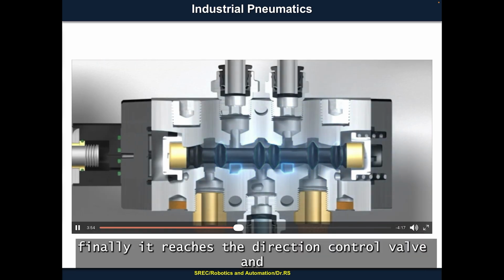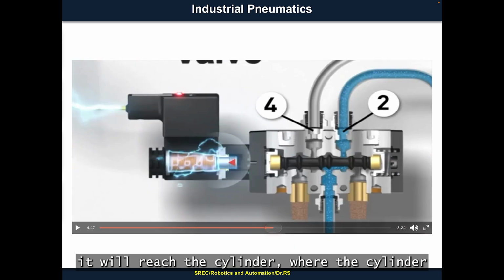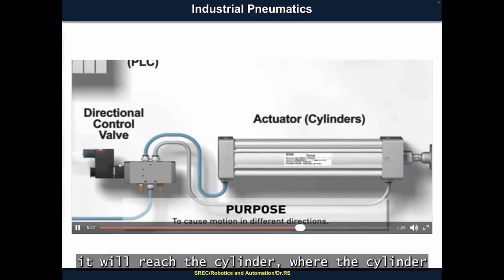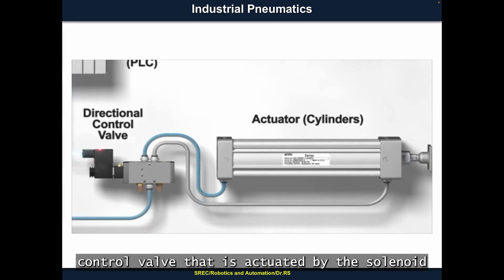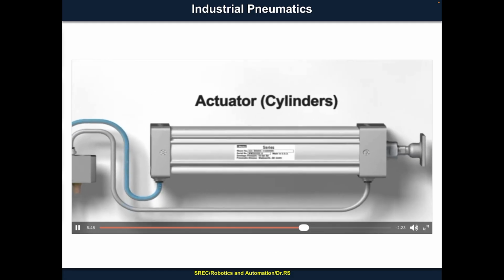Then finally it reaches the direction control valve, and it will reach the cylinder, where the cylinder will extend and retract based on the direction control valve that is actuated by the solenoid valve. Parker makes a wide variety of actuators, or cylinders, as they are also commonly called.